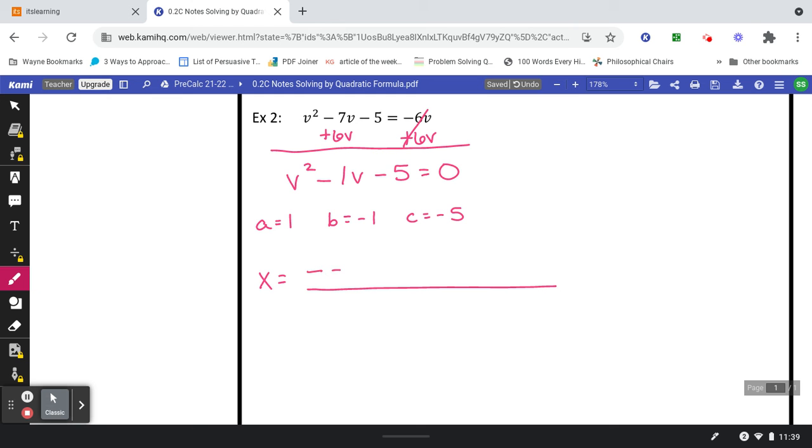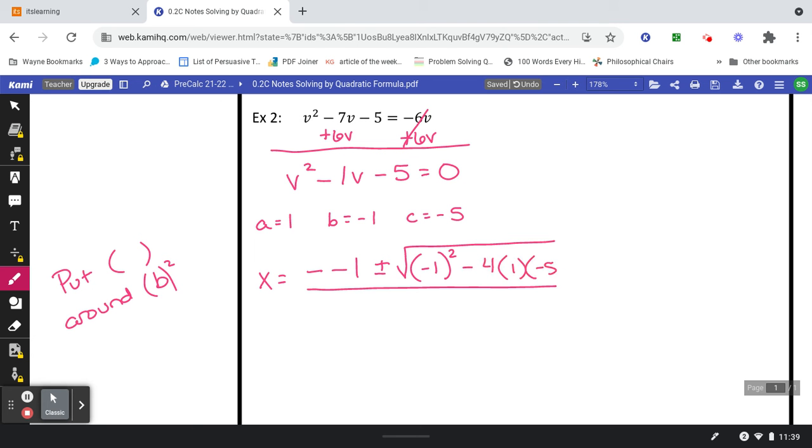Negative b would be negative 1. You're more than welcome to immediately turn that to a plus, but the first negative is coming from the formula, and the second negative is coming from the value of b. So I'll write both of them there just so you can see why that's happening. And right there, parentheses are important. Like that. Minus 4 times A times C. All over 2A.